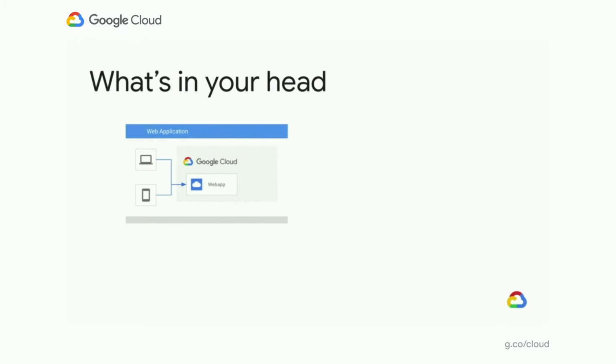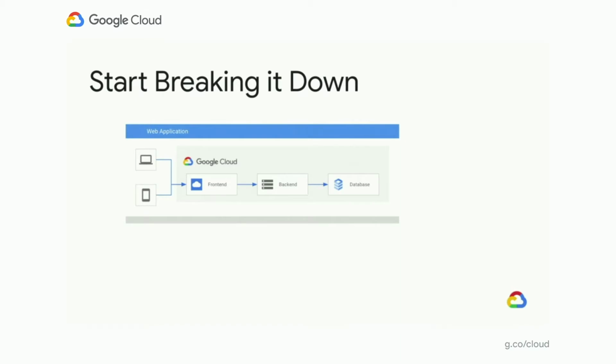And this is sort of what's in your head to begin with. You know that it's going to run in GCP. You know that there's going to be a web application of some kind. And you know that it ultimately needs to run on both desktop, laptop, and mobile devices. But then you really start to break it down. You know you're going to need a front end. You're going to need a back end and a database to store your state.